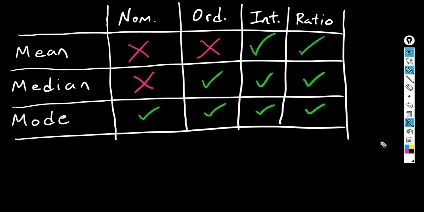But again, data measured using the different levels of measurement are not all created equal. There are some things that we can do with some types of data that we can't do with others, based on these measures. So we're going to need different measures to look into that. So that's one reason.